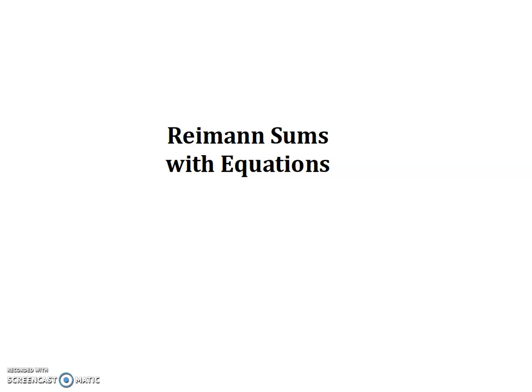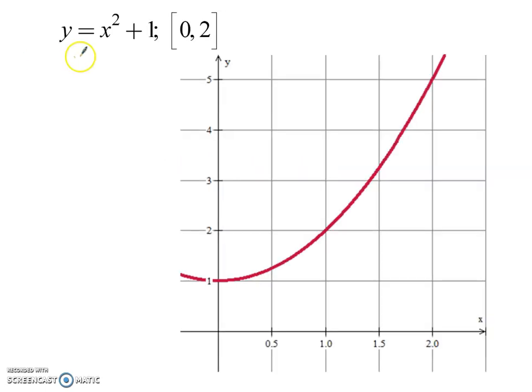We're going to look at Riemann sums with equations. So let's just look at a little equation and see what a Riemann sum is. If we have y equals x squared plus 1, and they're going to give you some interval, 0 to 2. So here's my graph. We're not going to usually graph them, but for this first one, I'm going to look at the graph.